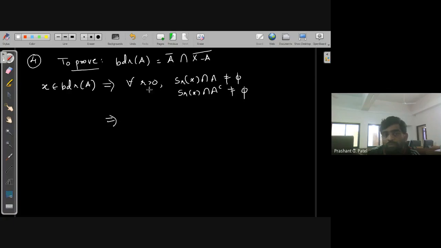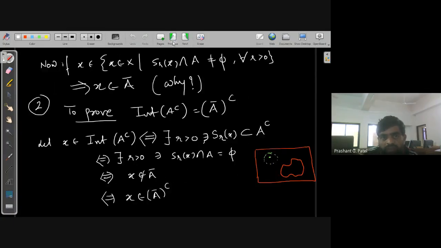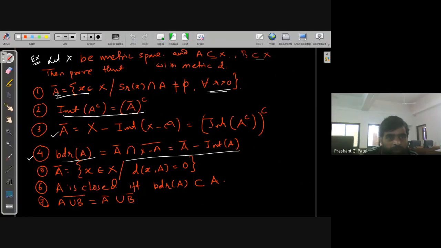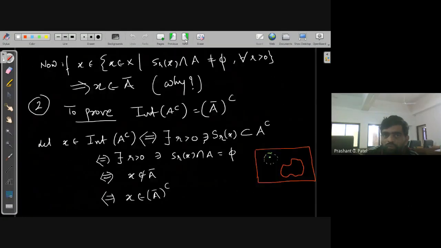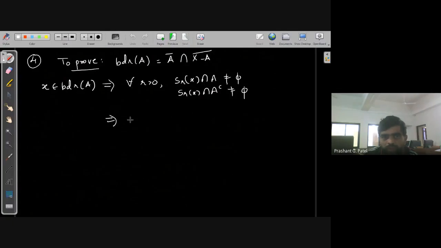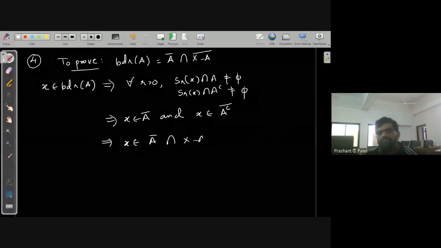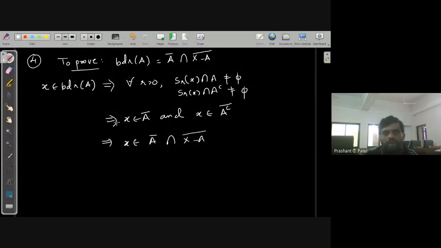But as per the definition, or as per exercise 1, what was exercise 1? We have proved that A complement can be written as: the set of x such that B_r(x) intersection with A is non-empty for every r. So if you use that one, this first statement will give you x belongs to A closure, and the second statement will give you x belongs to the closure of A complement. So that will give you x belongs to A closure intersection X minus A closure. That proves that these two quantities are equal, because this is also true for if and only if with the same argument.